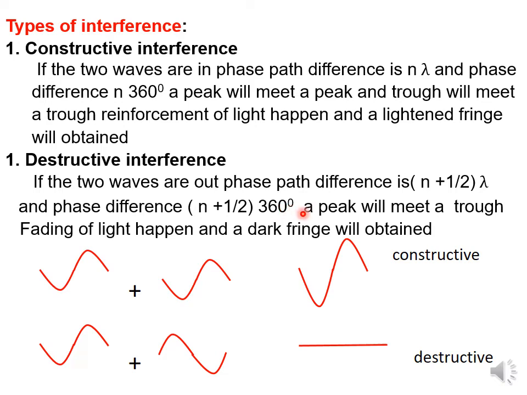A peak اللي هو الكريست will meet a trough. Okay, fading of light happen and the dark fringes will be obtained. هنا في dark fringes in destructive interference.